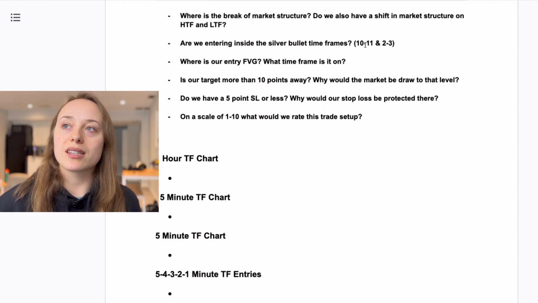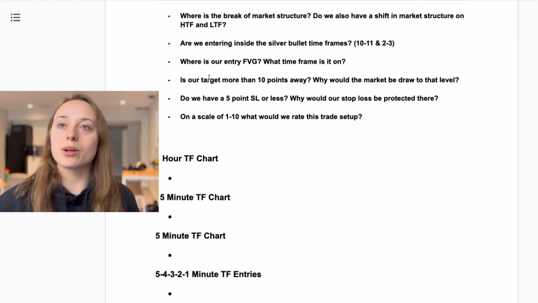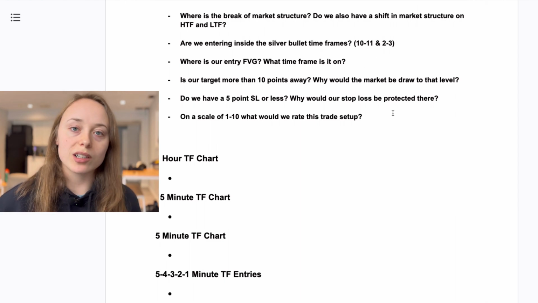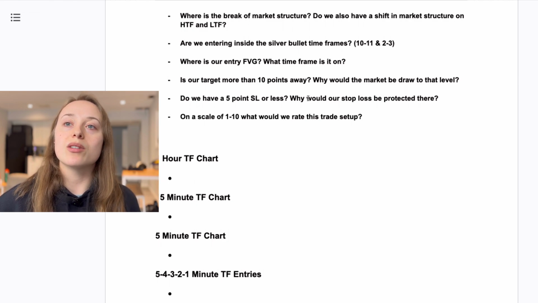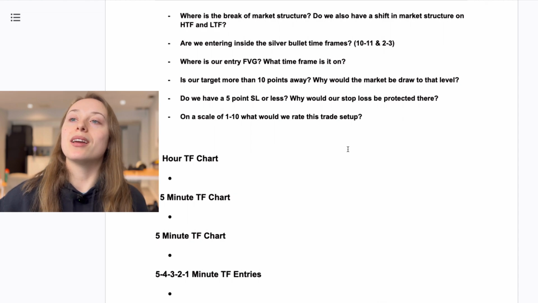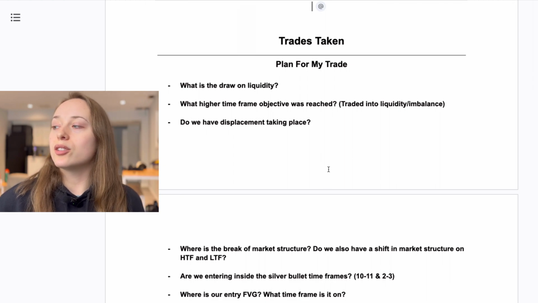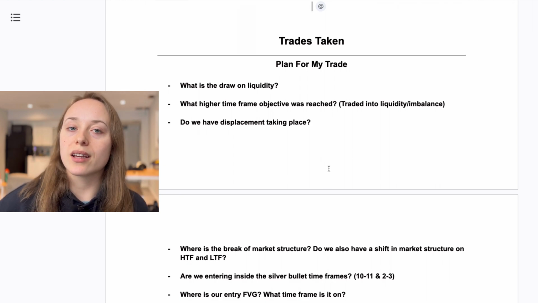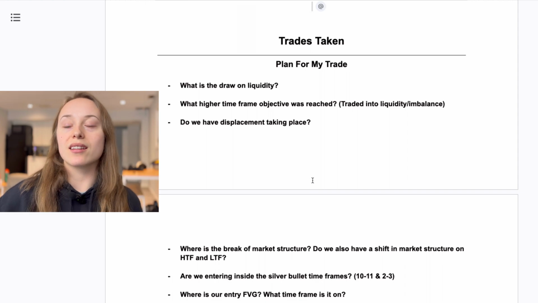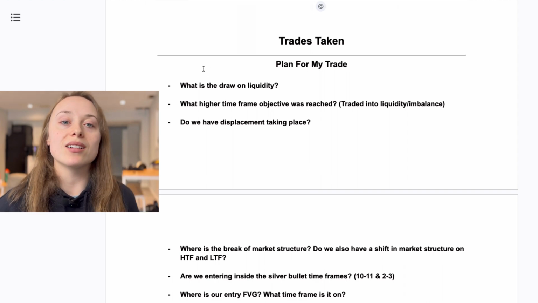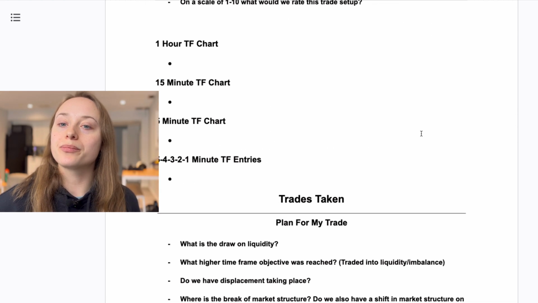Are we entering inside the silver bullet time frames? What is our entry fair value gap? What time frame is it on? Is our target more than 10 points away? Do we have a 5-point stop loss? On a scale of 1 to 10, what would you rate this setup? I like having these here because it gives me direction and understanding why I'm taking the trade. And it's nice to look back on the trades that I've taken before and be able to read this information.